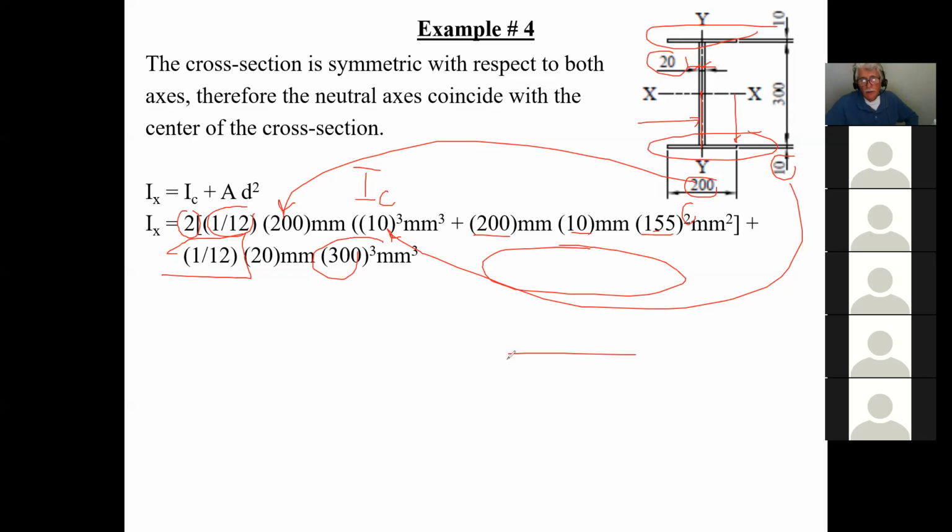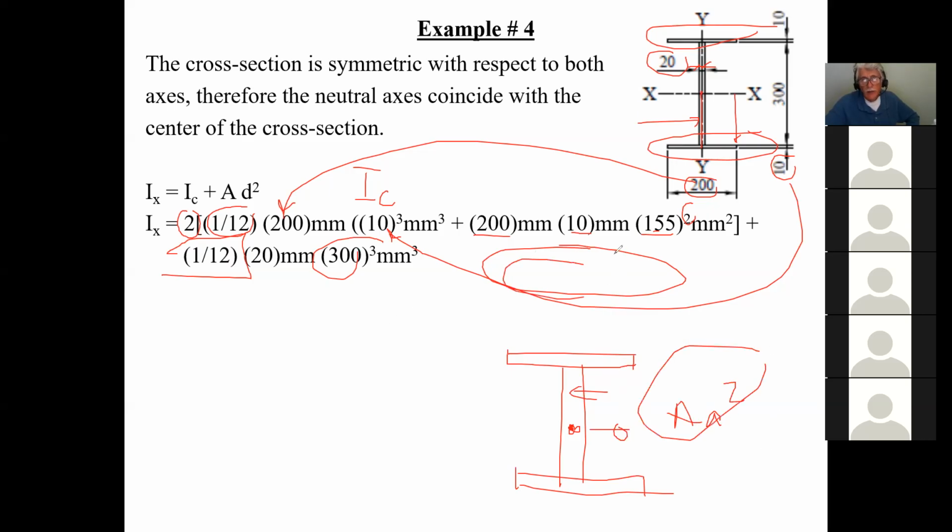This is the overall section. The centroid is right here for the overall section. Where's the centroid of this section here? At the same place. So what's the value of D? The value of D is 0. So therefore, what is AD squared equal to? 0. And that's why we don't have any terms here. Since I don't have to transform this section, because it coincides with where the transformed section is, I don't have an AD squared.